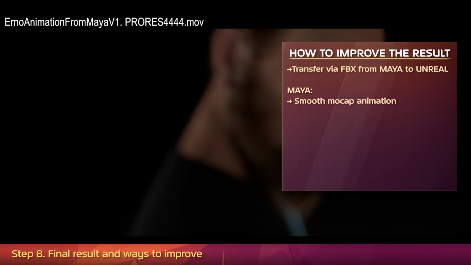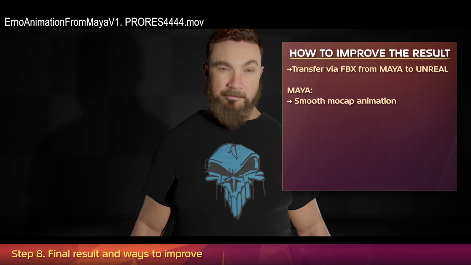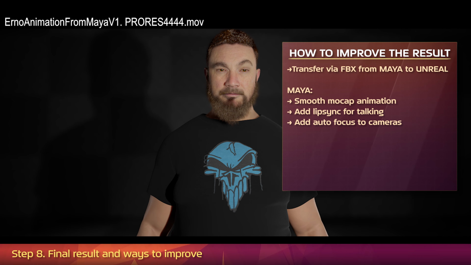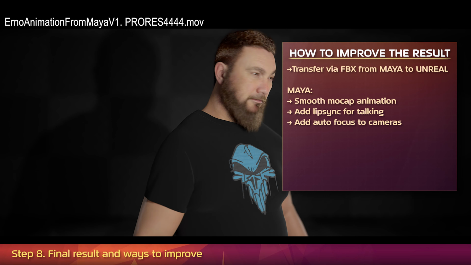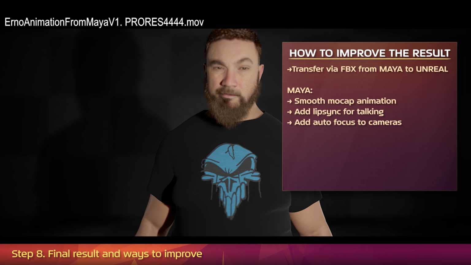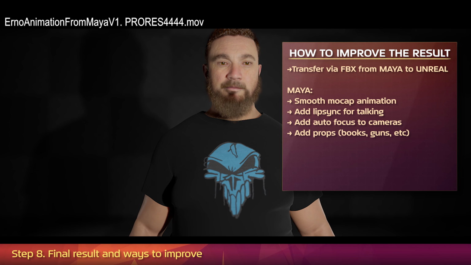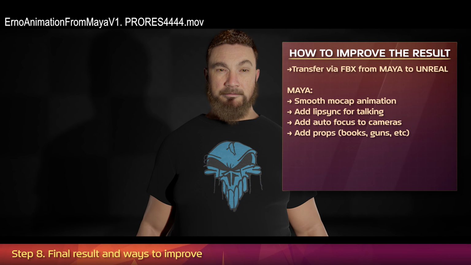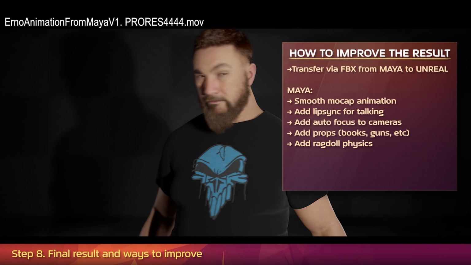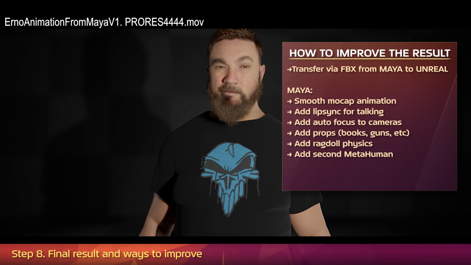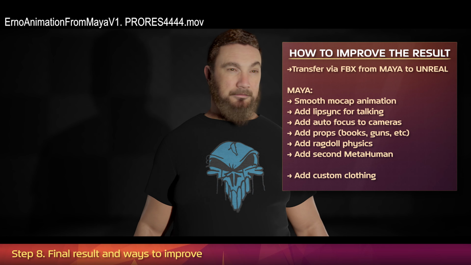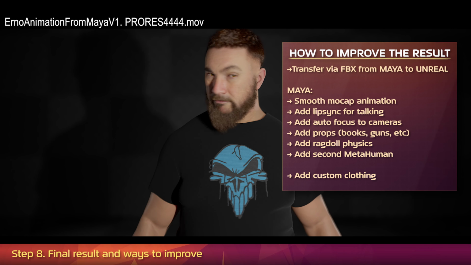You can smooth the mocap animation to remove the jitters in the body animation. You can add lip sync to your character to get it talking. You can add autofocus to each of your cameras inside Maya so they keep your character's face in focus as it moves. You can add a prop that your MetaHuman interacts with, like a book or a gun. You can add ragdoll physics animation to make your character fall naturally. You can add a second MetaHuman into your scene and have them interact. You can make your own clothing and add it into your scene.